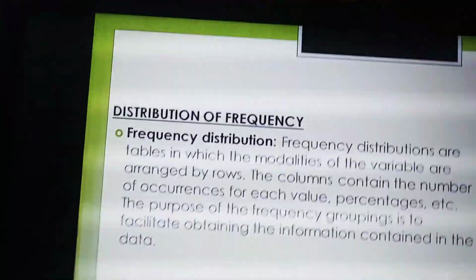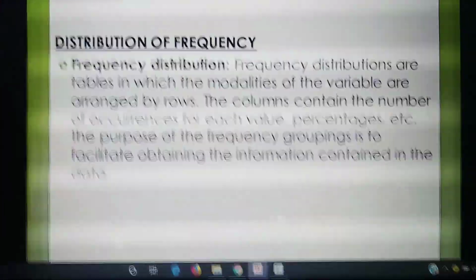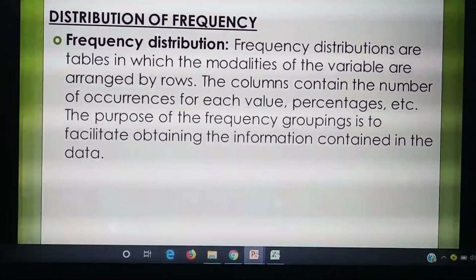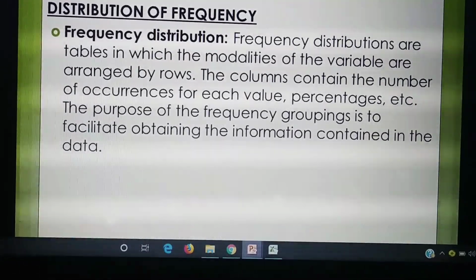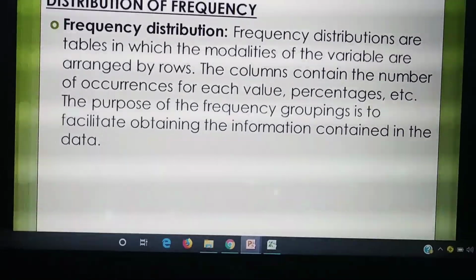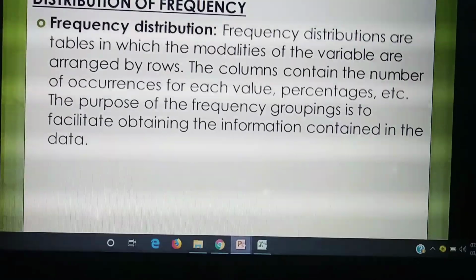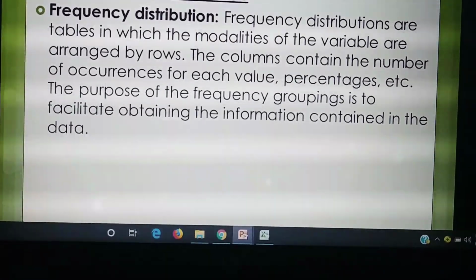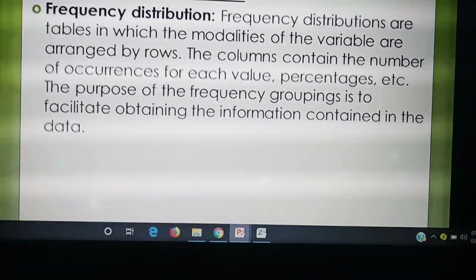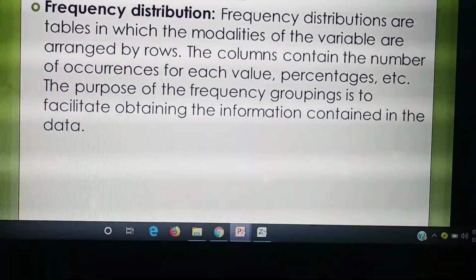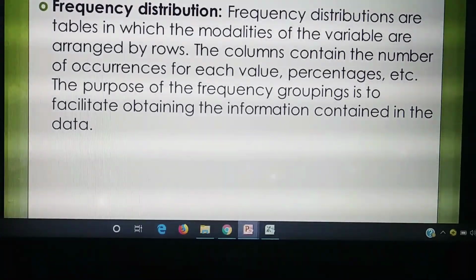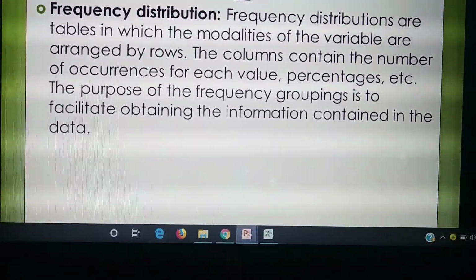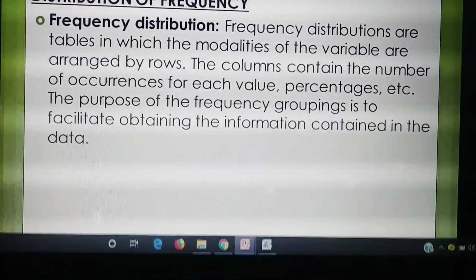Well, the frequency distribution. The frequency distribution is a table in which the modalities of the variable are arranged by rows. The columns contain the number of occurrences for each value, the percentage, etc. The purpose of the frequency distribution is to make it easier to obtain the information contained in the data.